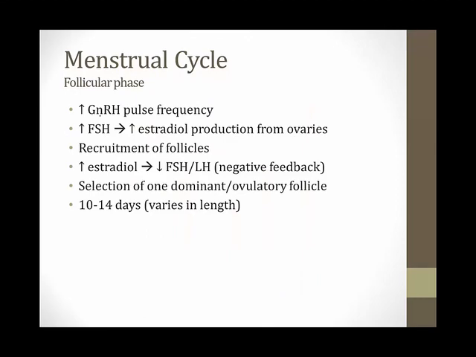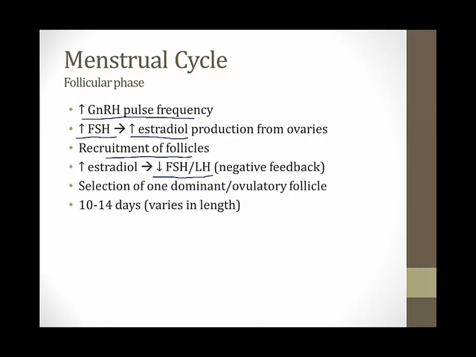At the level of the hypothalamus, during the follicular phase, there's an increase in the GnRH pulse frequency that is stimulating the pituitary gland. This leads to a rise in FSH secretion from the pituitary, which drives estradiol production from the ovaries. And the high levels of estradiol lead to recruitment of follicles. The estradiol also feeds back negatively on the pituitary and suppresses FSH and LH release.